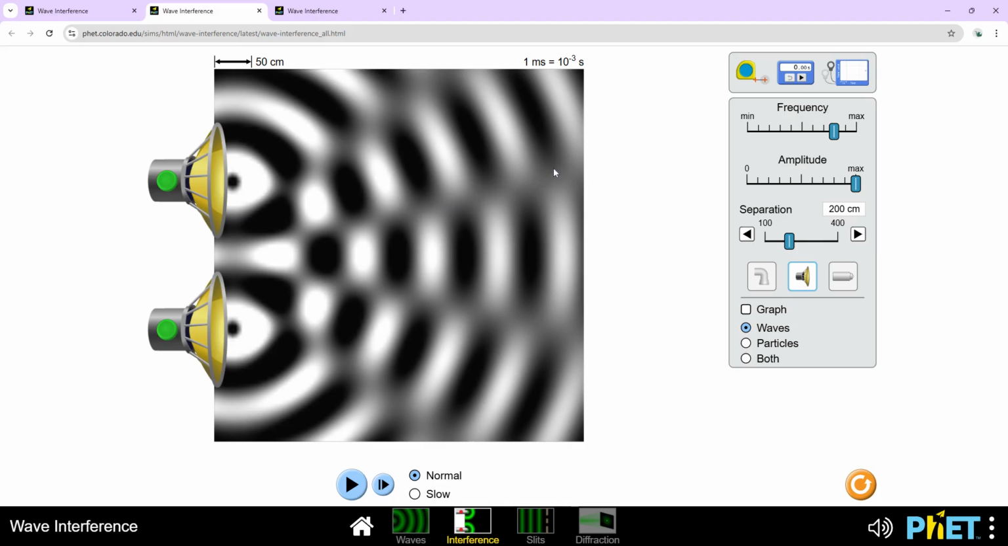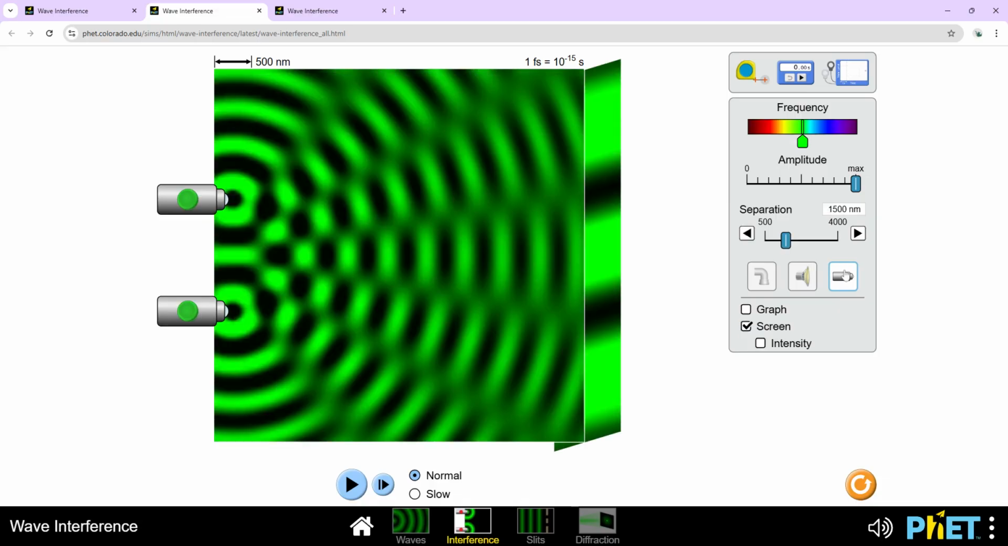And if we put the screen up, so this is light with a screen, then you can see that in this area here, where the peaks and the troughs are constructively interfering to produce much higher amplitudes, we get a bright spot. And in this area here, where the peaks and the troughs are aligning so that they cancel each other out, we have destructive interference. We actually have a dark spot, an absence of light.